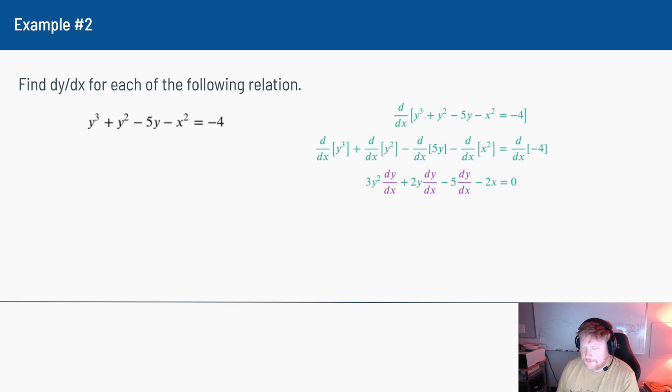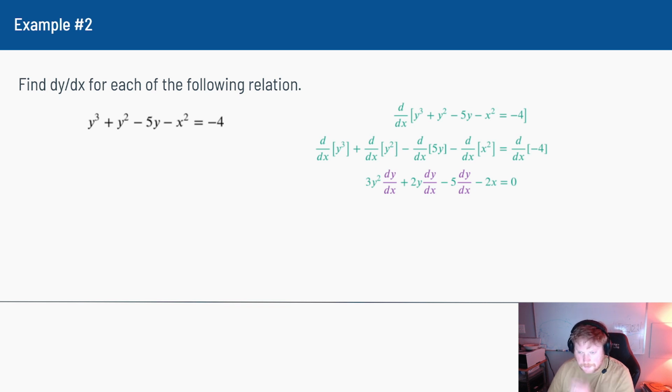So the derivative of the constant is 0. We have an instance of differentiating x squared with respect to x, so that's just 2x. But then every one of the terms that has a y in it, because I'm differentiating with respect to x, I get a dy dx that pops out as a consequence of the chain rule.